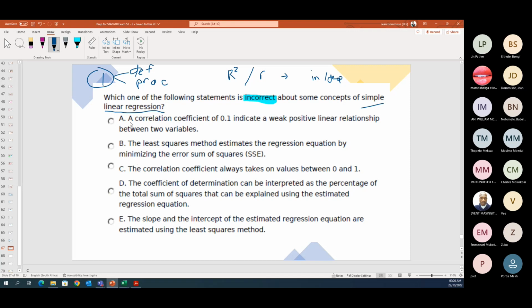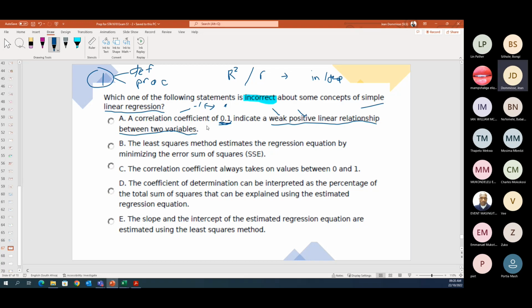Okay, so a correlation coefficient of 0.1 indicates a weak positive linear relationship between variables. Your correlation coefficient runs between -1 and 1. So firstly, 0.1 is positive, and because it is closer to 0 than 1, it is weak.